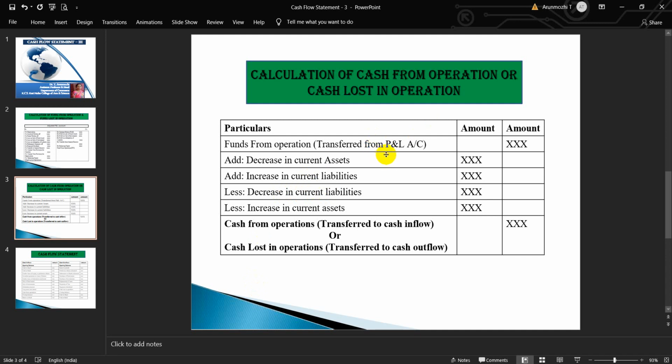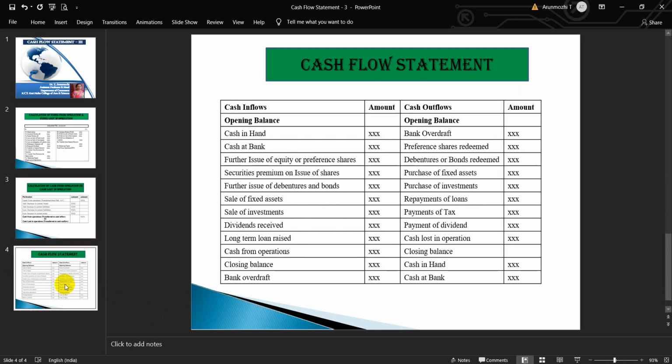First we start with the funds from operation, which is transferred from the P&L account. All the additions go with a decrease in current assets and an increase in current liabilities, and we deduct a decrease in current liabilities and an increase in current assets. We get the answer as cash from operations. Next we pass on to how we find the cash flow statement.